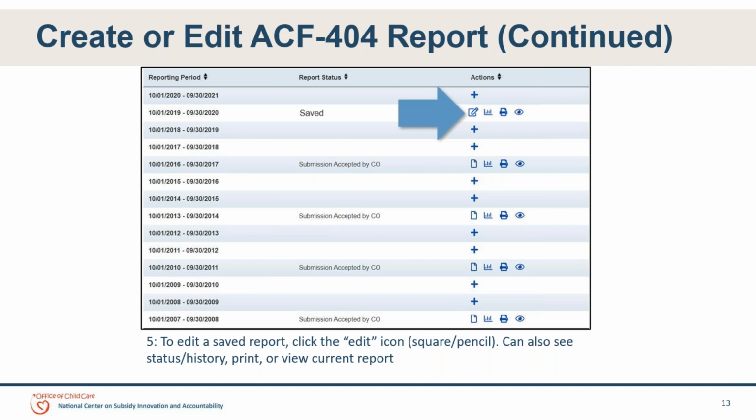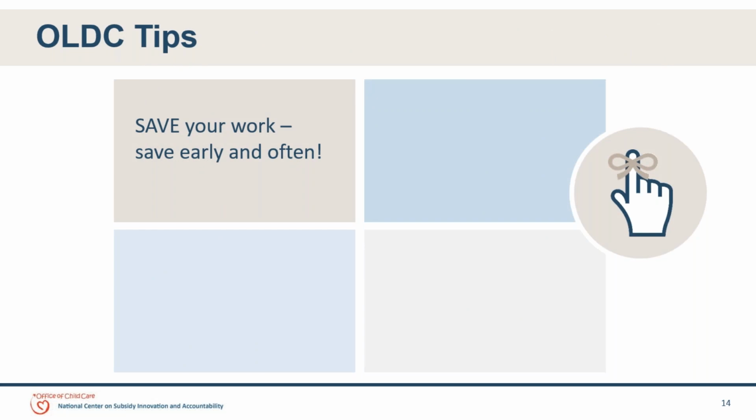The other icons, beginning with the second icon that looks like a graph, allow you to see the report status and history. The next icon, which looks like a printer, will generate a printable version of the latest saved version of the report. And then the last icon, which looks like an eye, will also allow you to view the latest version. Now that we've covered the basic getting started activities, let's close this section with some OLDC tips.